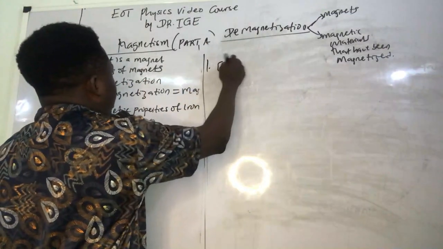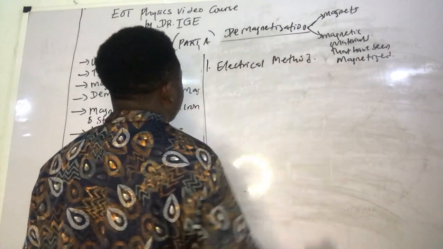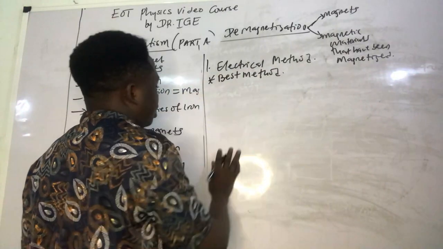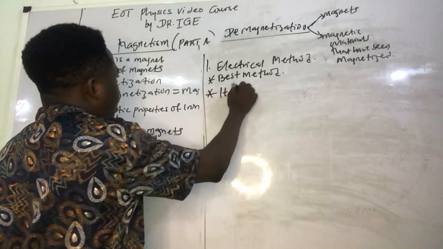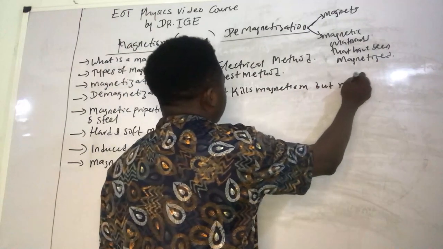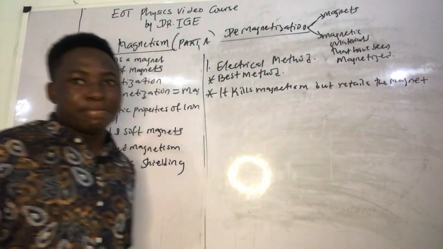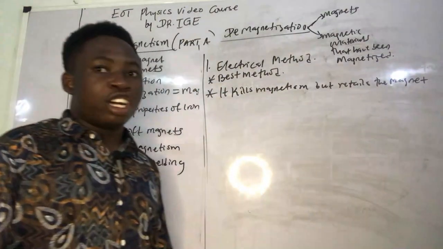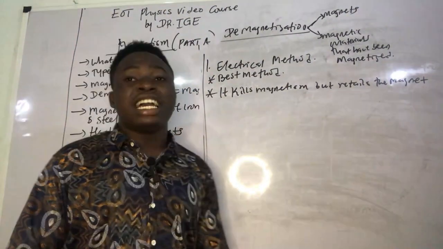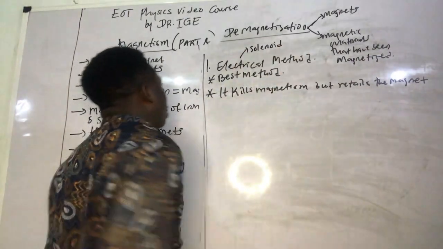Number one, I'll talk about the electrical method. And please take note, it is the best method of demagnetization. The reason is because it kills magnetism but retains the magnet. You understand? It kills magnetism, but it does not kill the magnet. The other ways of demagnetization actually kill the magnet too. That's why it's the best. And how is it done? It's also done in a solenoid, an insulated copper coil.